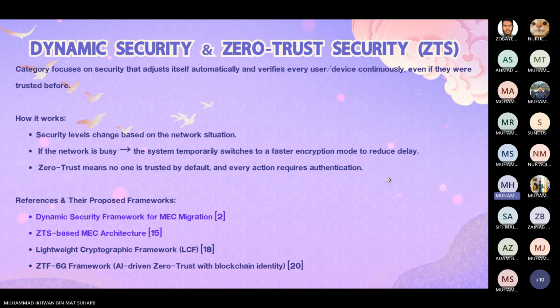Next is dynamic security and zero trust security. This category is the most common. Dynamic security means the system can adjust its security level automatically based on the network situation. For example, if the network is busy, the system switches to a faster encryption mode to reduce delay. And zero trust means that no user or device is trusted by default, even if they were trusted before, and every single action requires authentication. There are four frameworks under this category, but I will present only the popular ones.